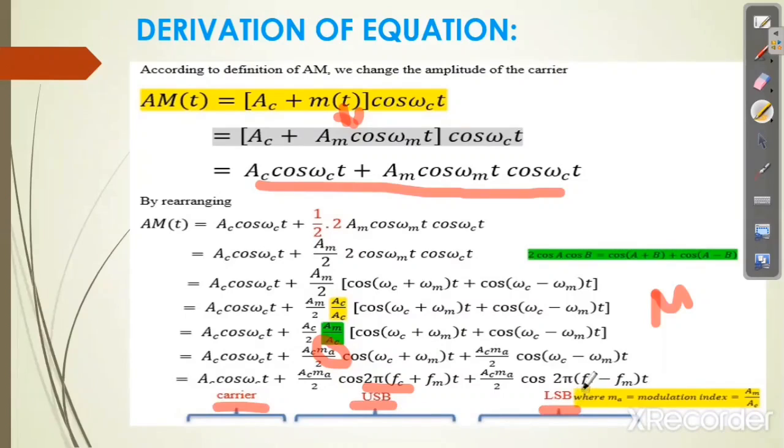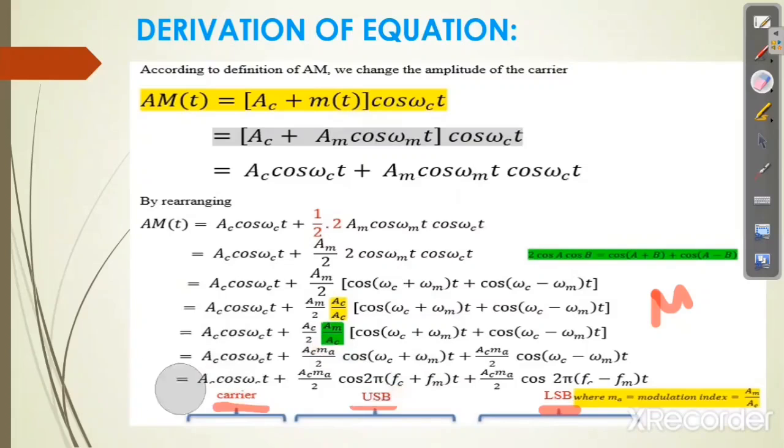So this is the difference between the previous equation and this equation. In the previous equation, we can't differentiate the upper sideband and lower sideband, but in this equation, we get the three terms. And now we have a question: whether we get a different waveform for these two equations. But the answer is no. We are going to get the same waveform for these two equations.